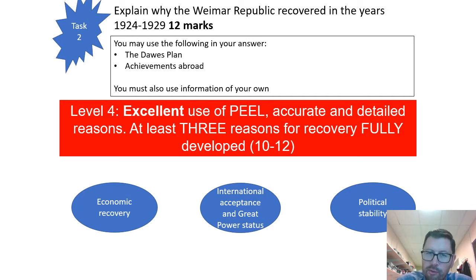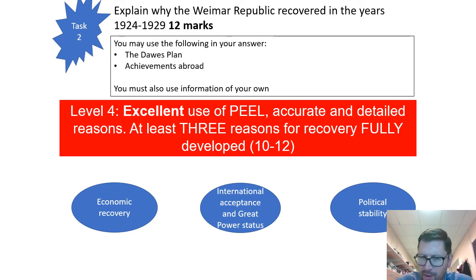The examiner always gives you advice, reminders perhaps of what you could include in your answer. So in this instance, they've said you may use the following: the Dawes Plan, achievements abroad, but you must also use information of your own to get to the top level. So the definition of the top level, level 4, you have to have excellent use of PEEL, you have to have accurate and detailed reasons, and obviously you've got to develop at least 3 reasons or 3 PEEL paragraphs explaining why the Weimar Republic recovered.